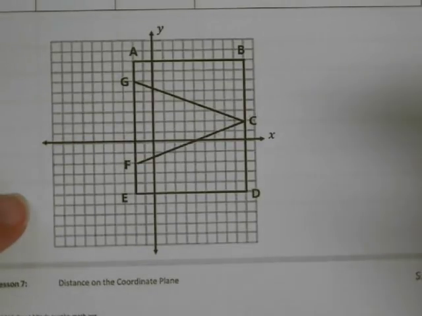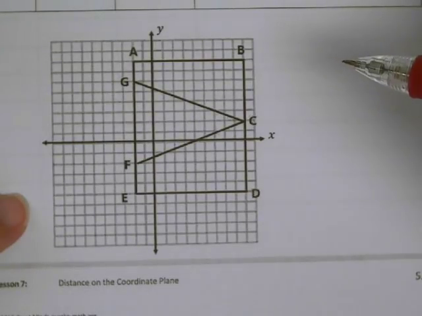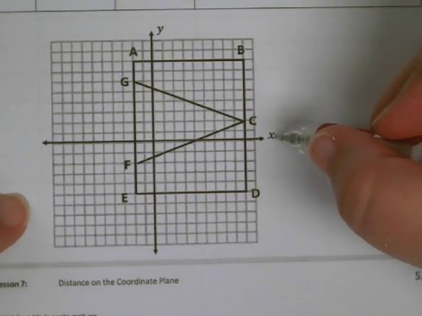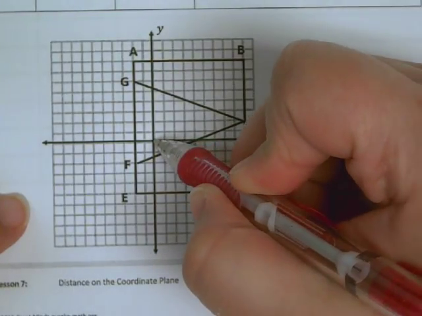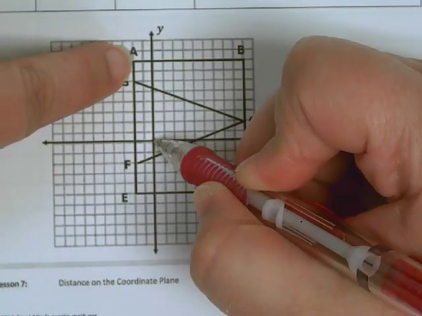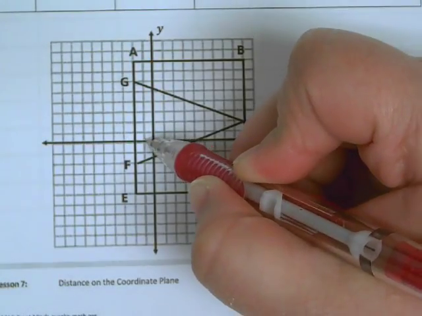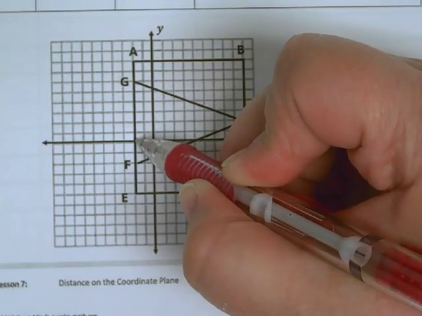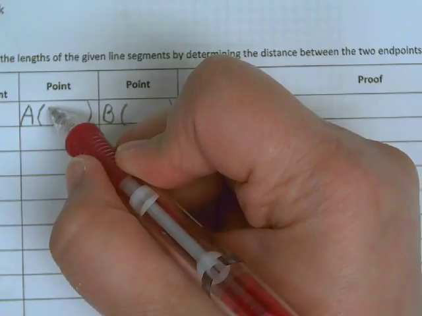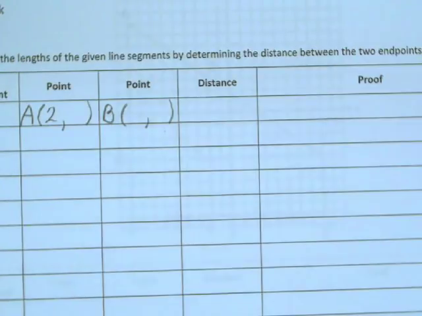So first I need to find where point A is. Because I count my x number first, I go to my origin, my 0, and I'm going to count over to this line where I see the A. 1, 2. So my first number is 2. So I go up here to my ordered pair, and I'm going to write 2.